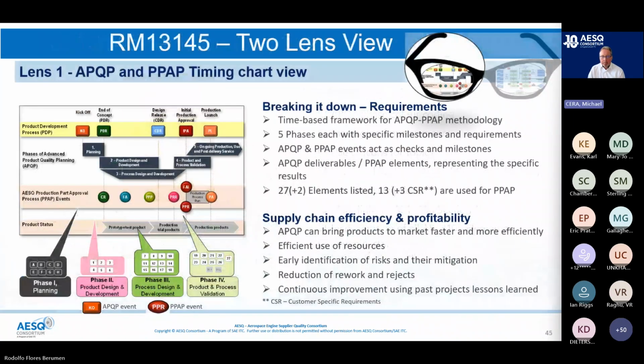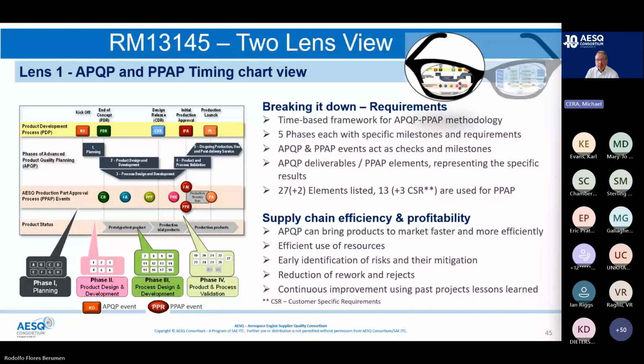The APQP and PPAP timing chart view. As you have already heard, APQP complements the 9100 requirements in quality management with the phase model and thus the timing plan. What are the essential requirements? The time-based framework for APQP and PPAP methodology. 5 phases, each with specific milestones and requirements. APQP and PPAP events act as checks and milestones. APQP deliverables and PPAP elements represent the specific results. 27 plus 2 elements are listed. 13 plus 3 customer-specific requirements are used for PPAP.